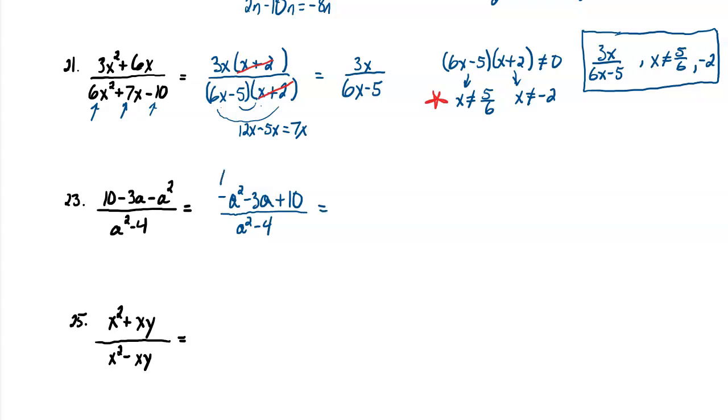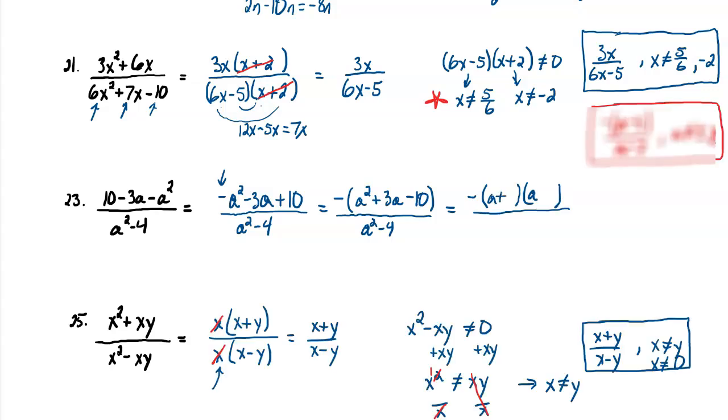Now I notice that there is a negative leading coefficient. So I want to factor out the negative. And in the denominator, I'm going to leave it as a squared minus 4. Next step, factor the trinomial. A times a and +5 times -2.